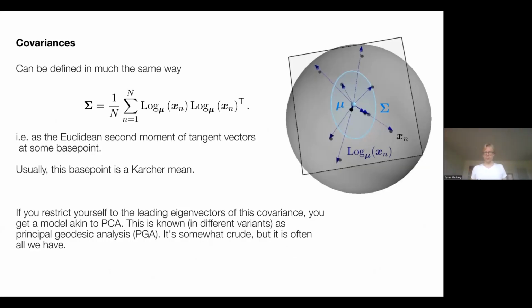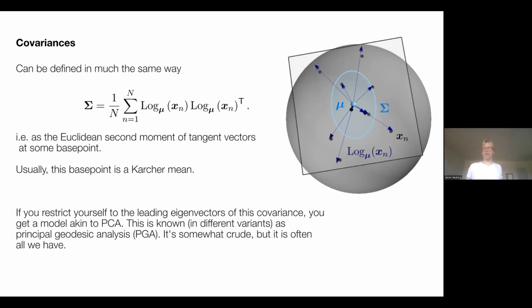Okay, so we have means, we have variances. So we also want covariances. That would be nice. And people tend to define them in the exact same way: you have a base point, mu, and you ask what is the covariance of your data with respect to that base point. The way you define this covariance is that you map your data to the tangent space and compute the second moment of your data in the tangent space of your base point. And usually people pick a Karcher mean as that base point.